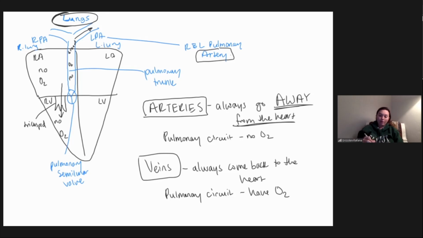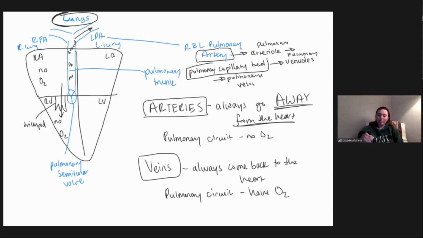So it goes from artery to arteriole. If you guys have done your little blood flow yet, it's going to go to a capillary bed in the lungs. So we're going to call that a pulmonary capillary bed. And then it's going to start coming back to the heart, first as pulmonary venules, and then as pulmonary veins, all coming back to the heart. So remember that as soon as we get into this capillary bed, we get oxygen and gas exchange. So the no oxygen blood now gets oxygen in the pulmonary capillary bed.